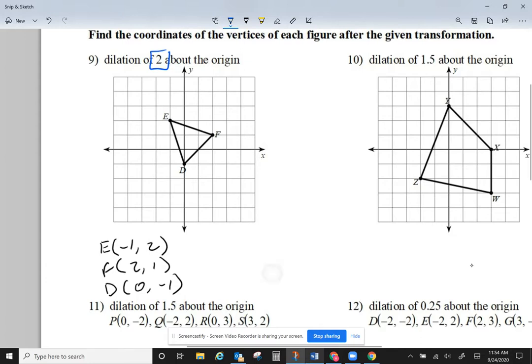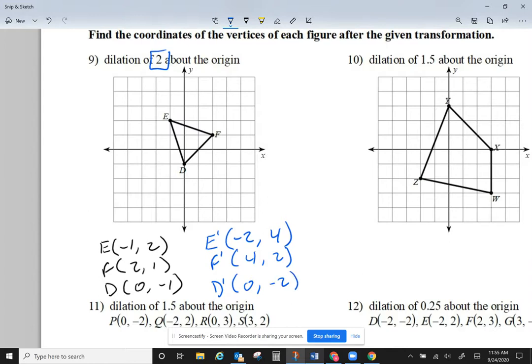The way I'm going to get the new coordinates, so for E prime, the x and the y values, I'm going to multiply each by the scale factor. In this case, let me multiply each by 2. So my coordinates are going to be -2, 4. For F prime, my coordinates are going to be 4, 2. I'm multiplying each by the scale factor, in this case 2. My coordinates of D prime are 0, -2.